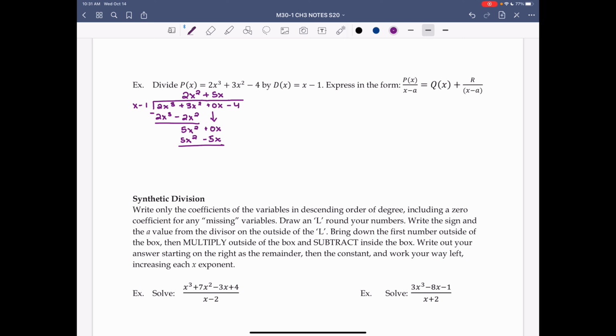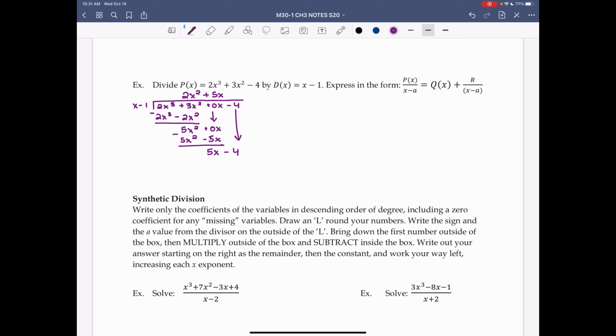Now we subtract. Again, the first term needs to equal 0. 5x squared minus 5x squared, that's 0. 0x minus negative 5x, that would be 0x plus 5x, so we get 5x. Then bring down our last term, so we have 5x minus 4.